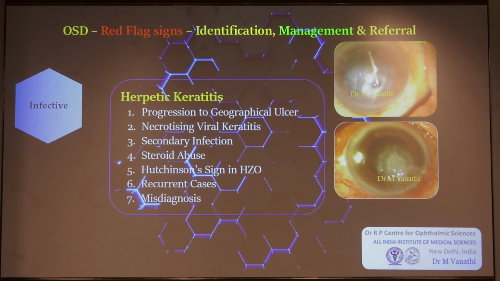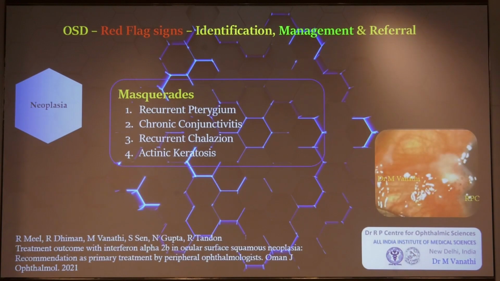Recurrence is a chance, and frequent recurrences, stromal involvement, and visual axis opacification will all warrant a need for urgent action, or looking at an alternative or enhancing your management modalities, or looking at a referral in these cases. Again, misdiagnosis plays a significant role in this as well.